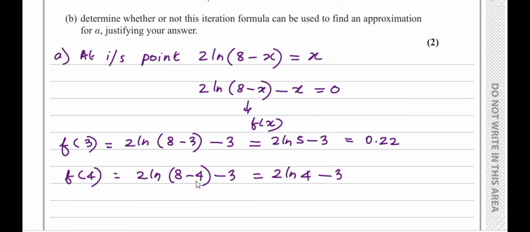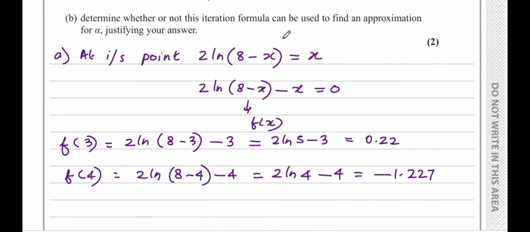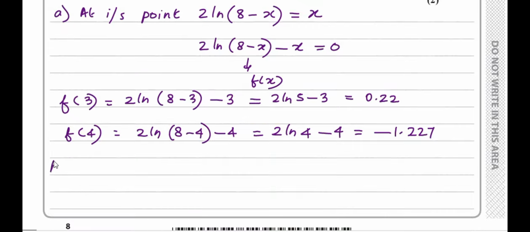2 ln 4. Okay, so here it should be 4, isn't it? Because x is equal to 4 there. So 2 ln 4 minus 4. Putting that into the calculator again, this time it's giving me minus 1.227.